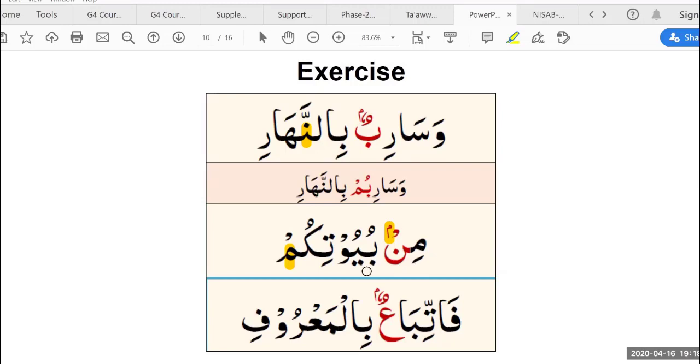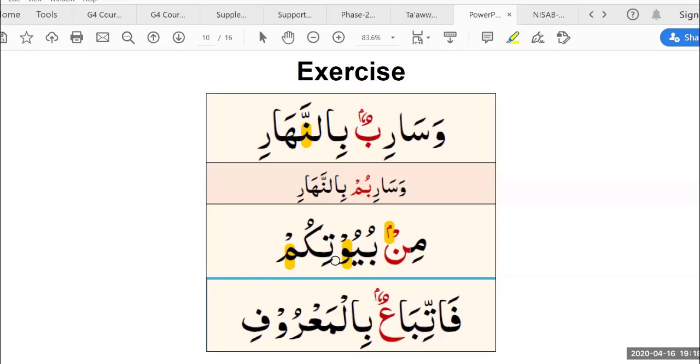Mim bujutikum. Okay. So here as well, this was a little short. Okay. Mim buyutikum. 2 seconds long. Okay. So can you tell me what rule we have to apply on this vowel?